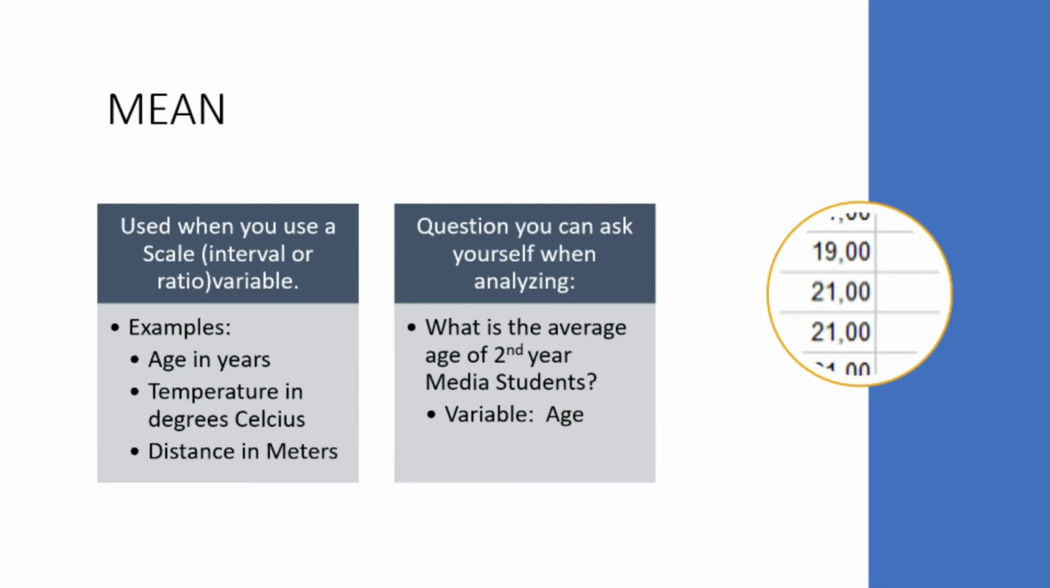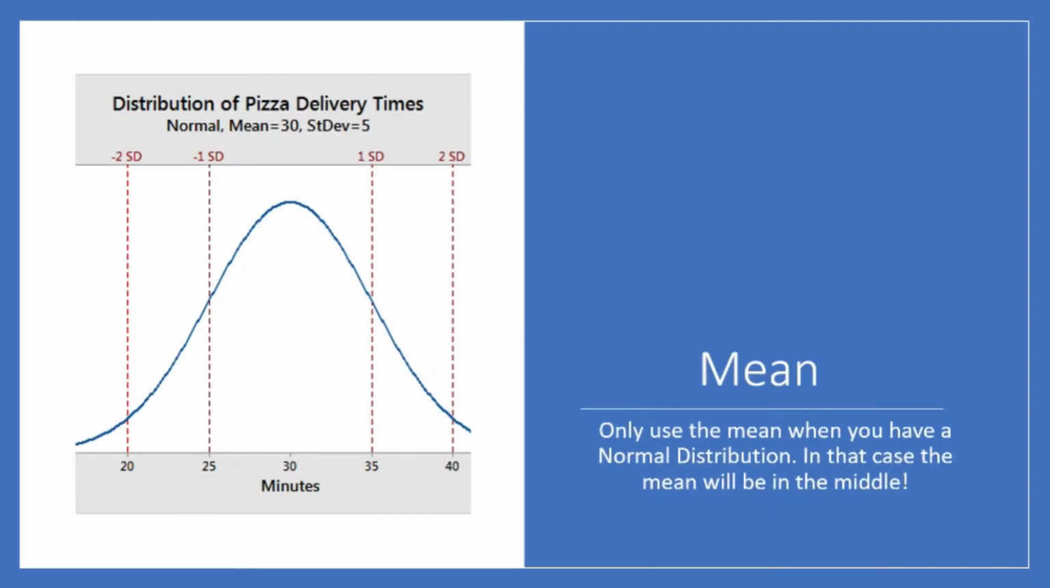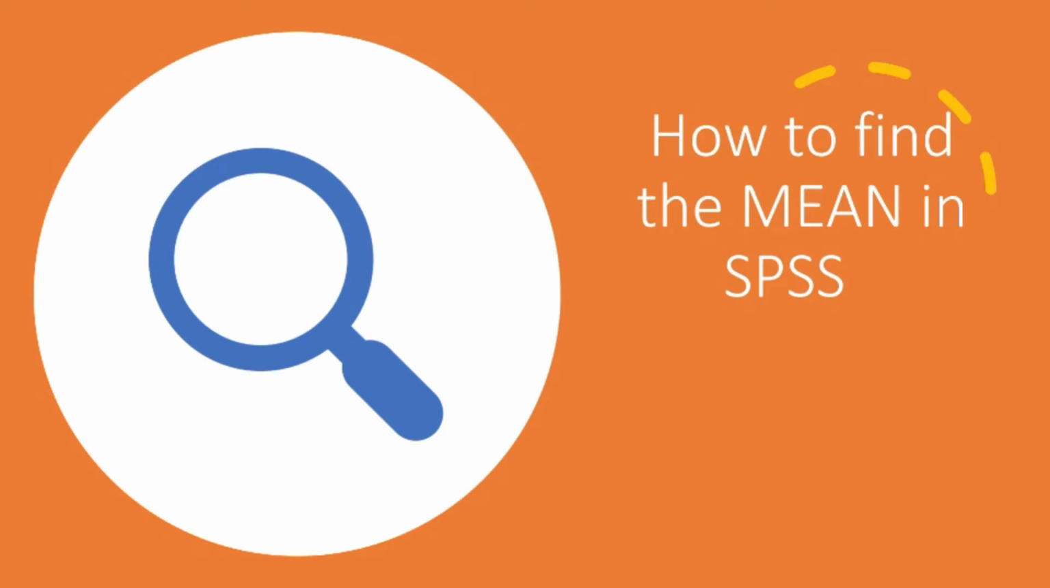Questions you can ask: what's the average age of second year media students? The variable here is age, or to be more precise, age of second year media students. On the right hand side you see a cutout of an SPSS file with different ages. The mean should only be used when we have almost a normal distribution. I will show you later why. And as you can see here in the overview, the average time is 30 minutes with a spread over the 30 minutes.